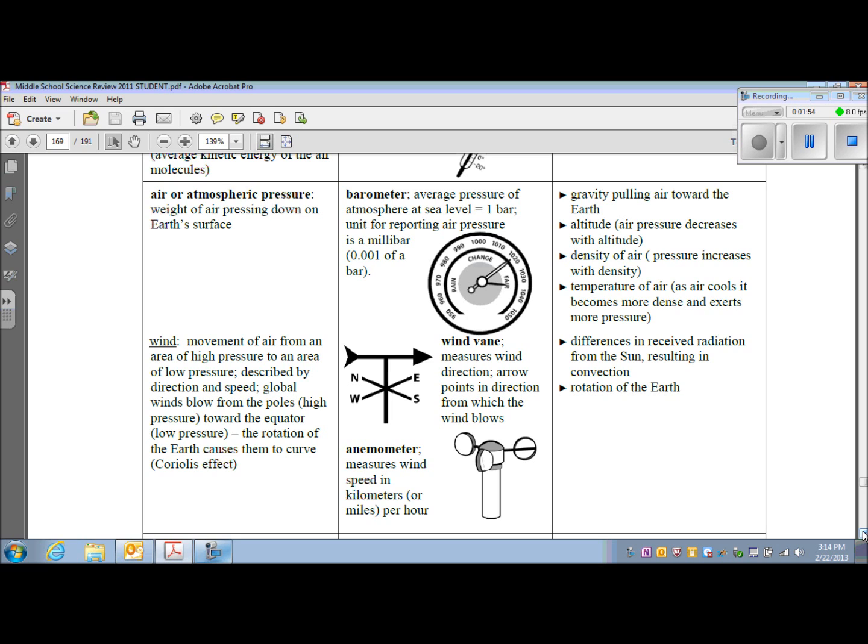Some factors that affect both air or atmospheric pressure and wind are gravity pulling air toward the Earth, altitude, as air pressure decreases with altitude, density of air, as pressure increases with density, temperature of air, as air cools it becomes more dense and exerts more pressure, differences in received radiation from the sun resulting in convection, and the rotation of the Earth.